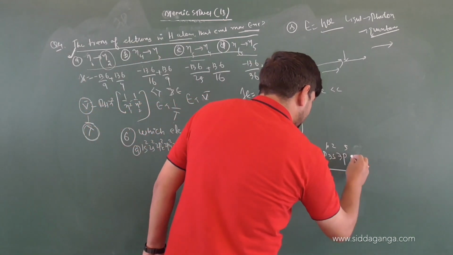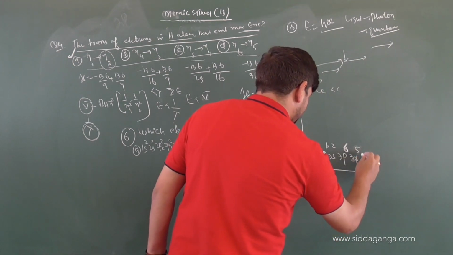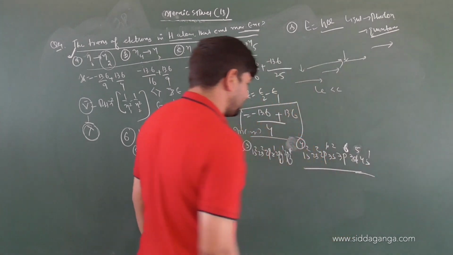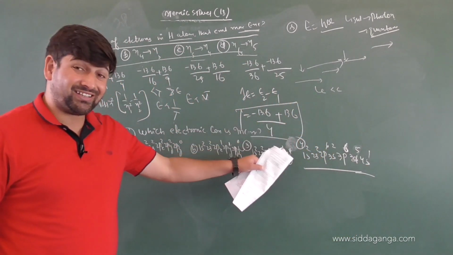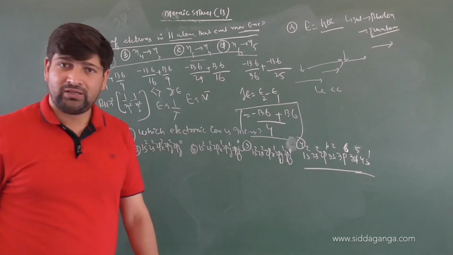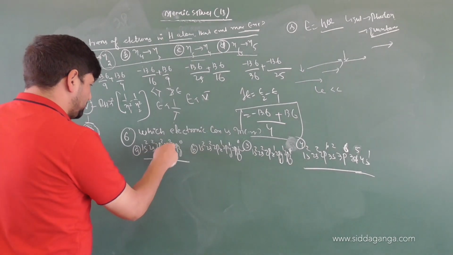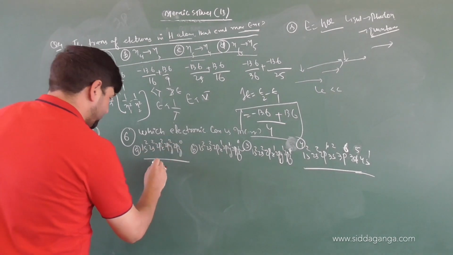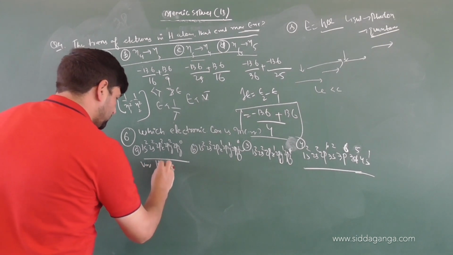3p5, then 3p6, 3d5 and 4s1. Question is which electronic configuration is incorrect, which is not right. Now have a look here. First one is 1s2, 2s2, 2px2, 2py2, 2pz1. This violates what principle? Hund's rule.